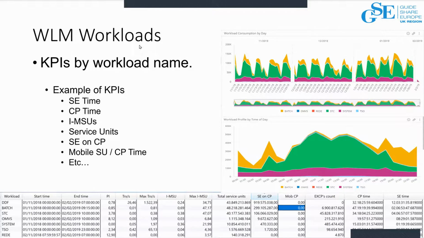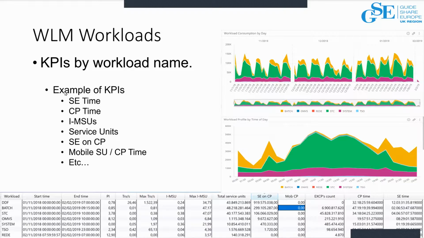And the points of view, you can see the same information according to the entity you choose to see the KPI, the consumption KPIs on WLM. Here is an example of KPIs by workload. So we have the workload here, day by day and hour by hour. You can understand the behavior of the consumption on the environment.